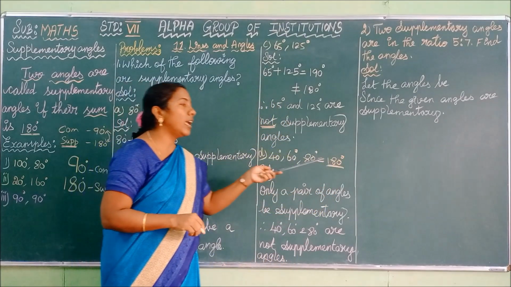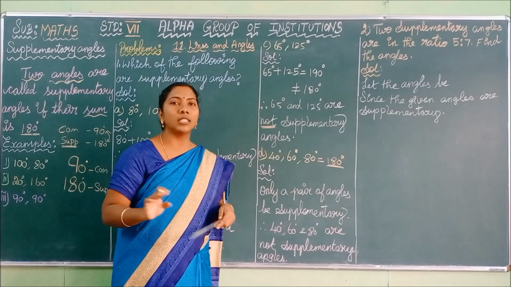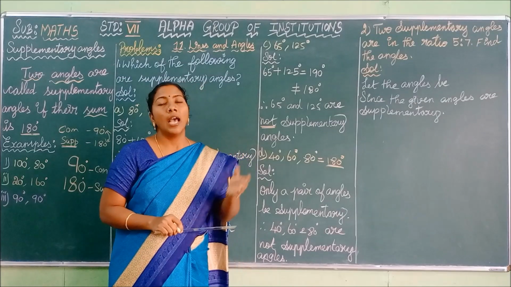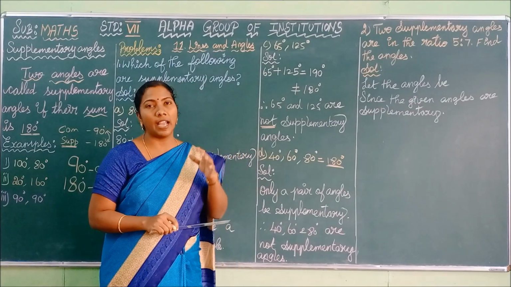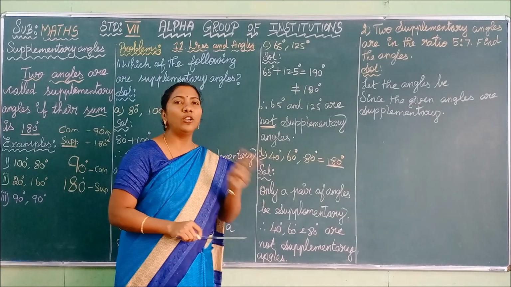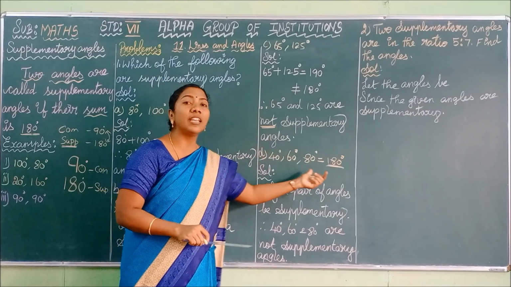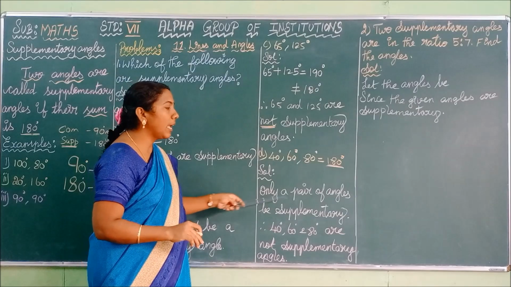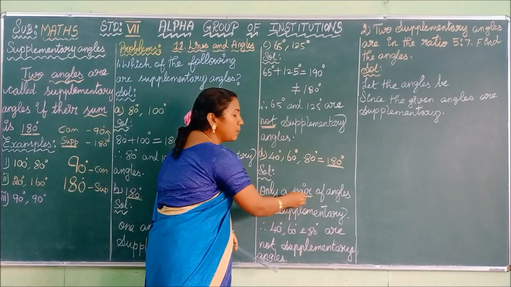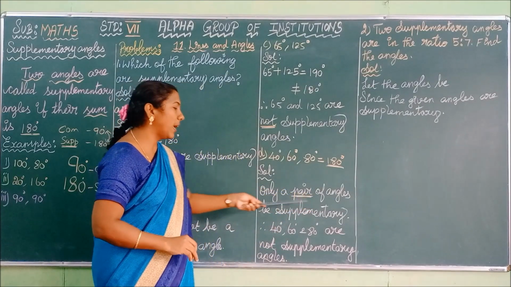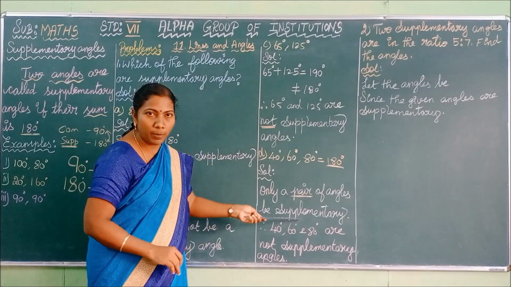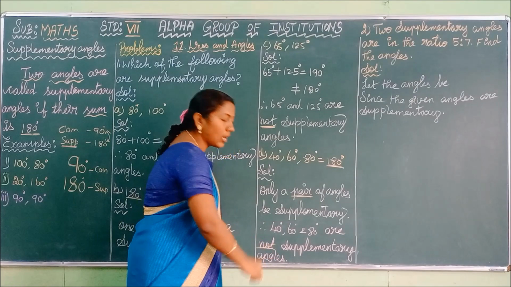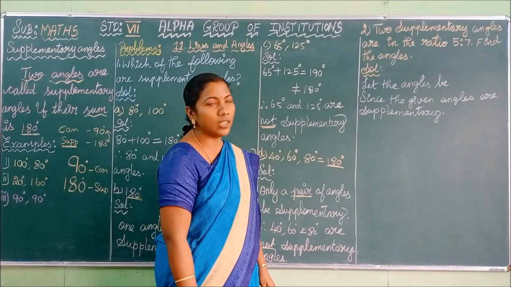Though we got the answer 180 degrees, we can't say these three angles are supplementary angles, because as per the definition of supplementary angles, it should be two angles. Here they have given three angles. So in the solution part we have to write only a pair of angles. Pair means two. Only a pair of angles can be supplementary. Therefore 40, 60 and 80 are not supplementary angles. Do you understand, children? Okay.